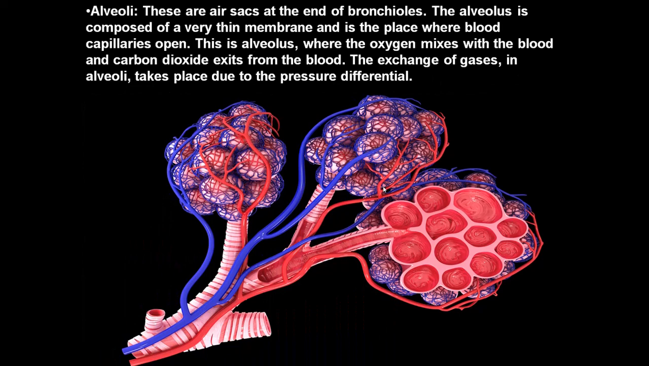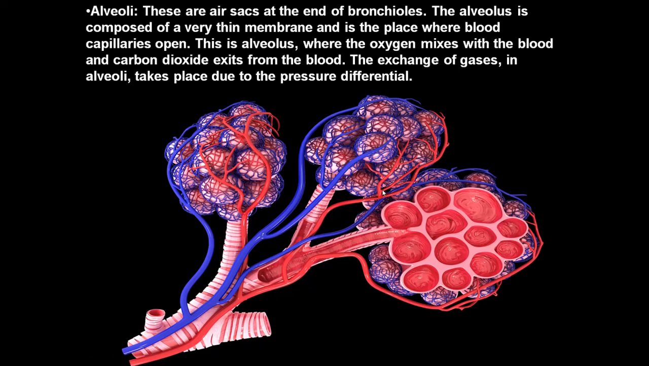Then finally, at the end, there are round, small, balloon-like structures. These are called alveoli. They are actually the air sacs at the end of the bronchioles. The alveolus is composed of a very thin membrane and is the place where blood capillaries open.